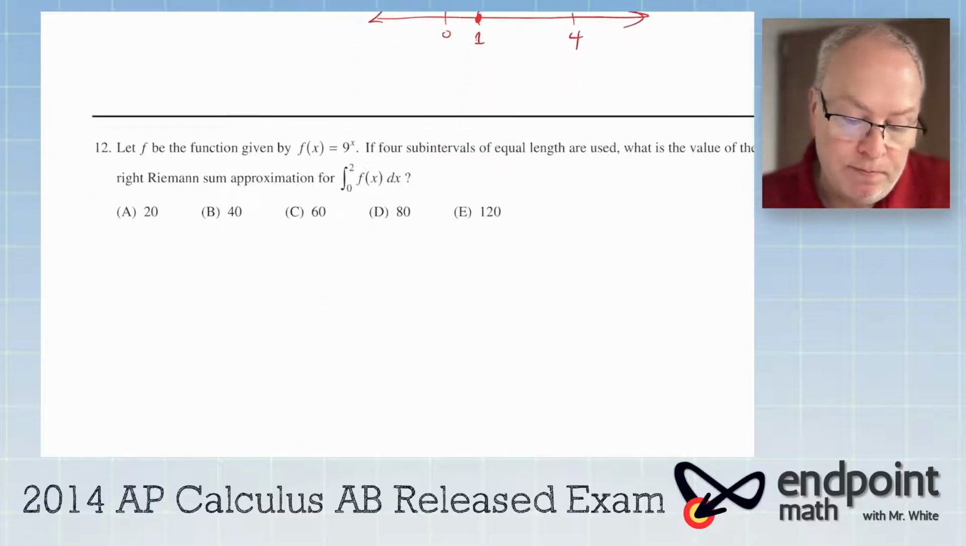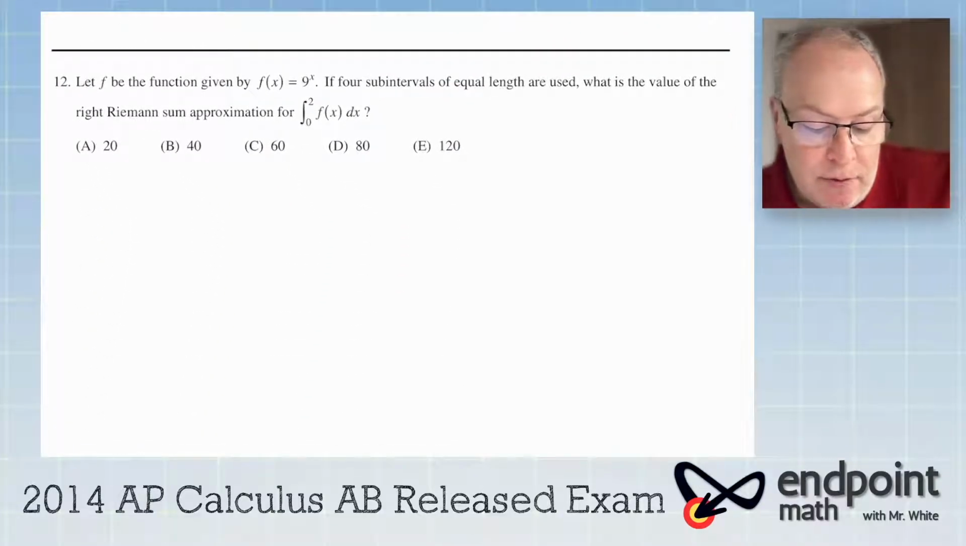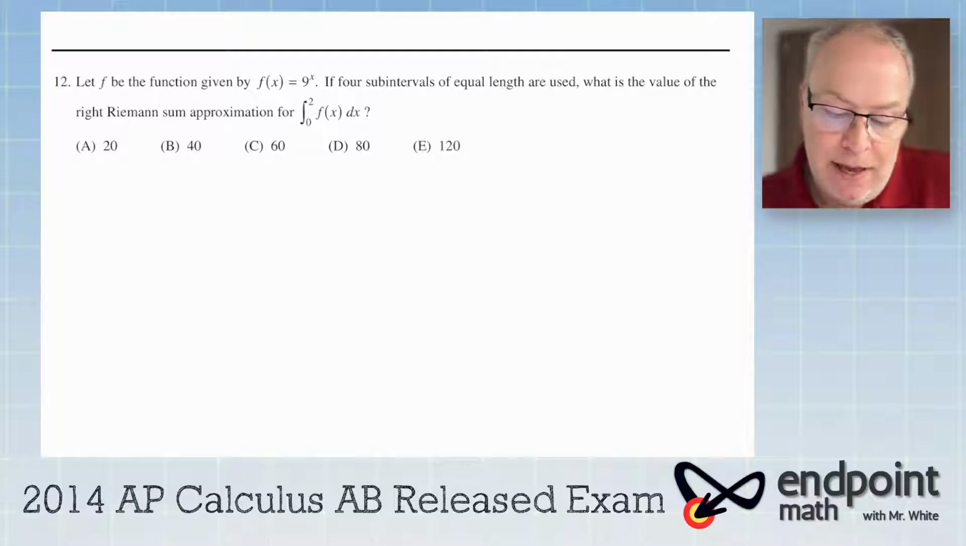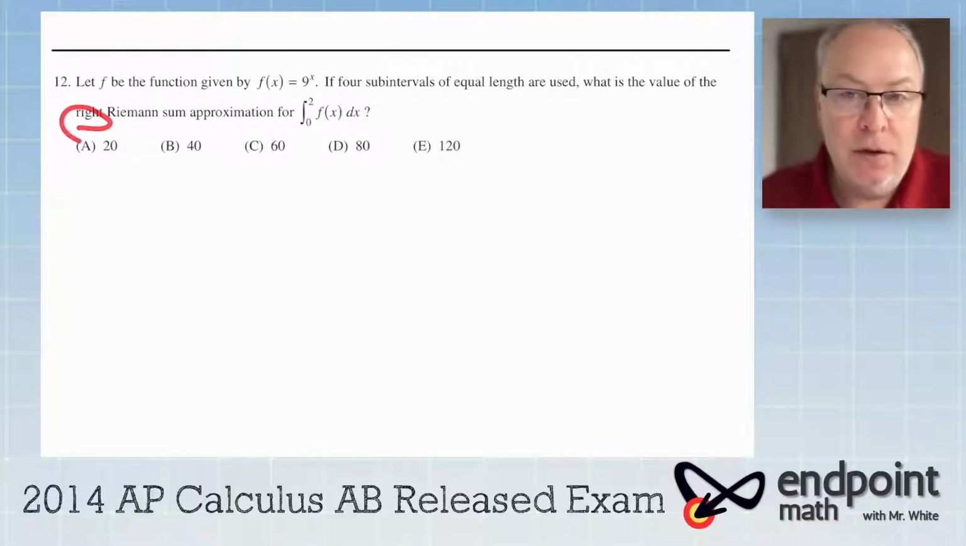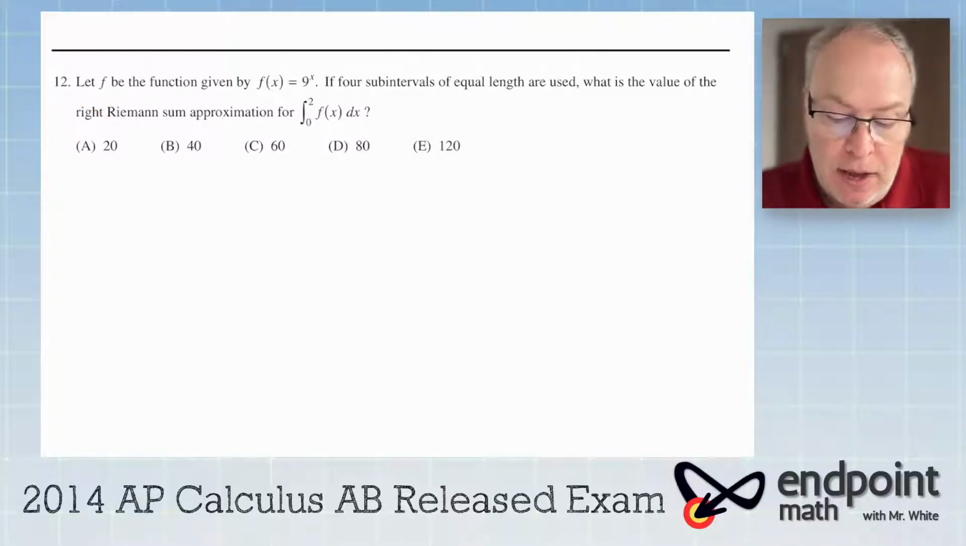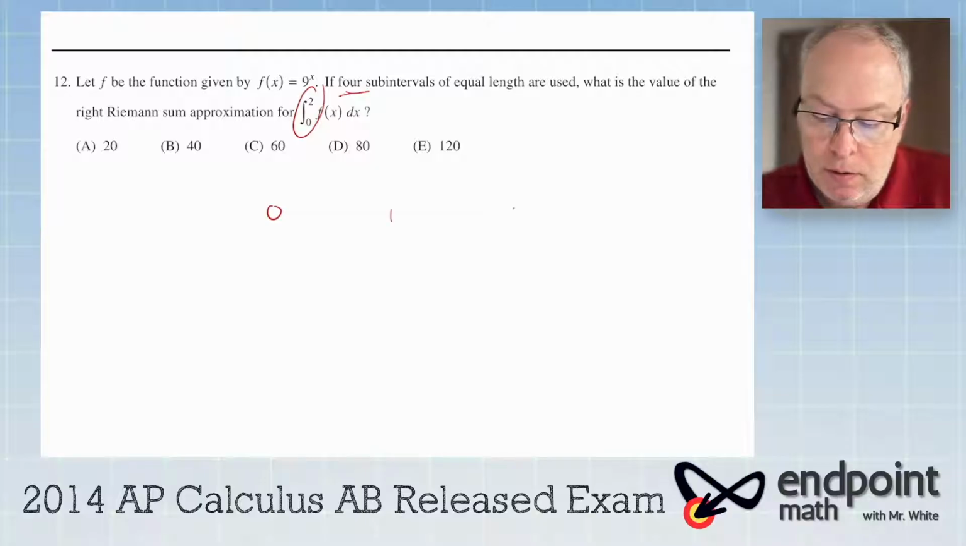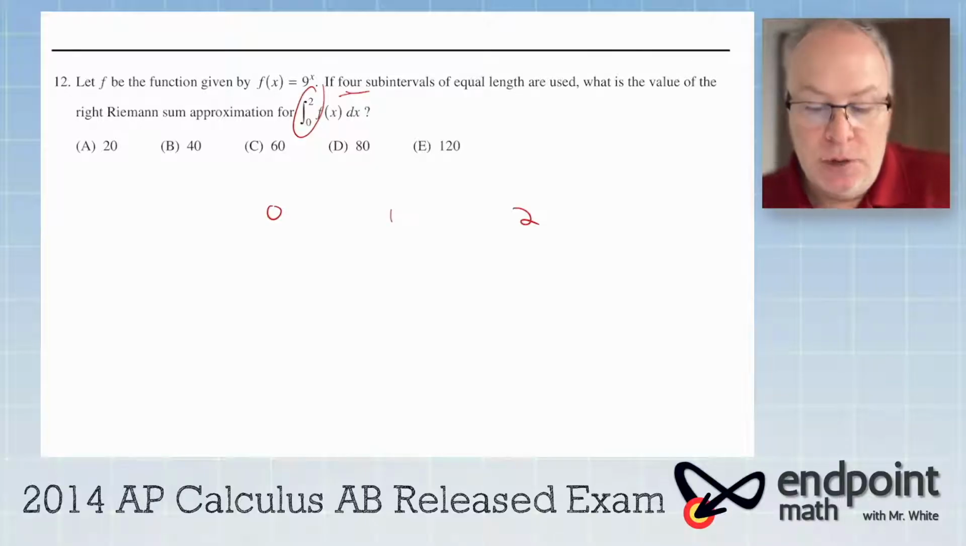Okay, number 12. We have a function given by 9 to the x. If 4 subintervals of equal length are used, what is the value of the right Riemann sum? Okay, so we're going to divide this into 4 subintervals. So from 0 to 2, that would be 2 subintervals.